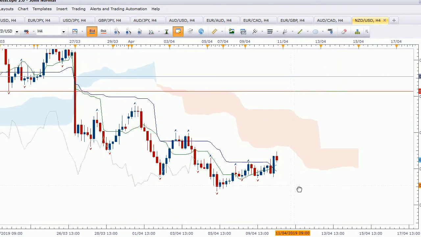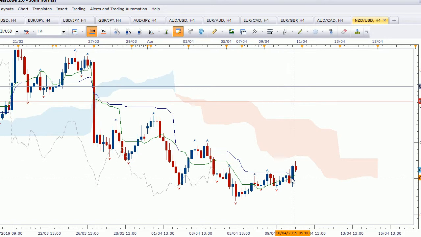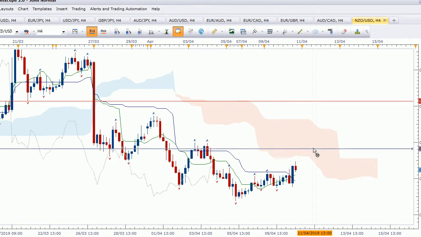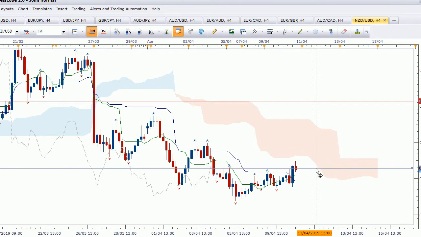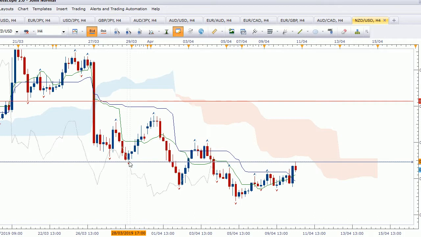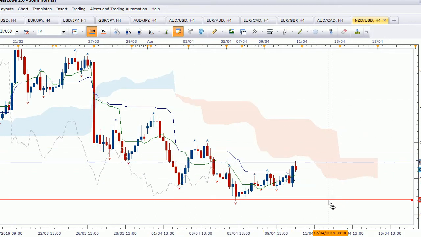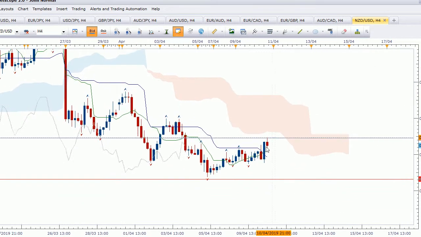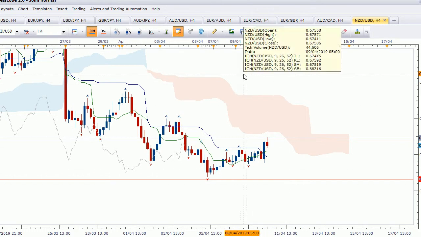Mixed signals again, you see. We've got a TK cross to the upside. We're under the cloud. Let's just mark this. Got that level there. We could be bouncing because of that level there. We could be bouncing on that level. You see how it's trading between these small levels. So even if we get a move, there's no trends at all.